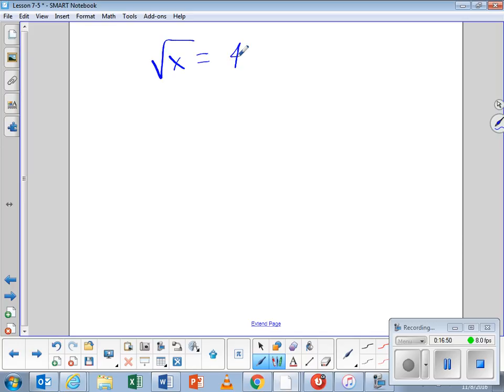What are they doing to the x? Square rooting it. How do we undo square roots? We square it. We square both sides. So we square this and we square this. And so when we square a square root, they cancel, leaving me with x equal to 16.